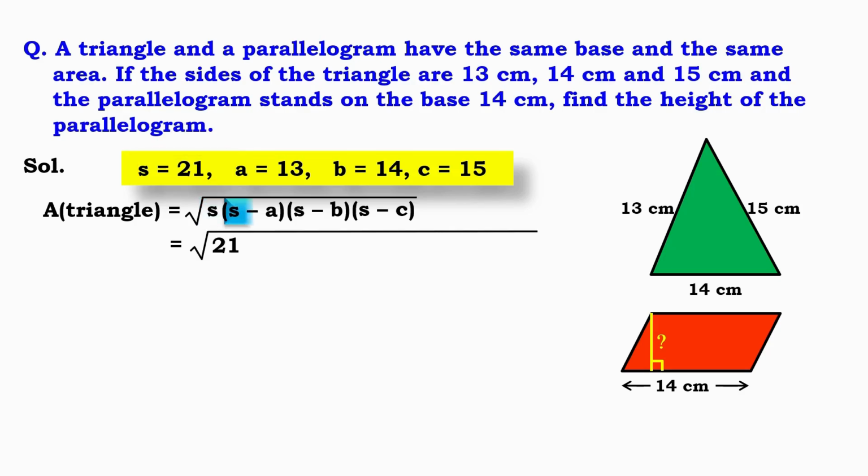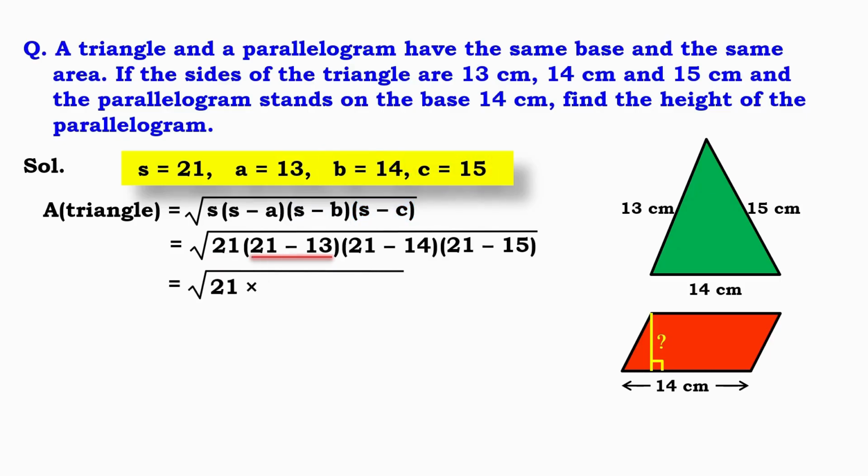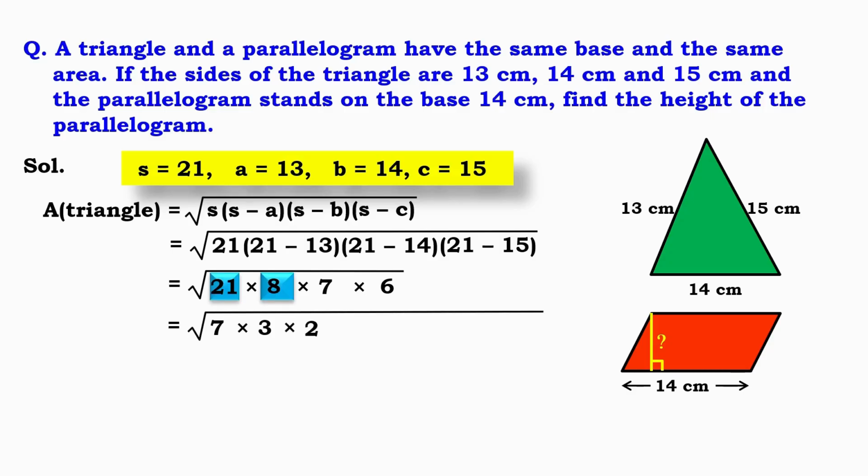So that is 21 into 21 minus 13 into 21 minus 14 into 21 minus 15. So 21 into 8 into 7 into 6. So 21 means 7 into 3. 8 means 2 into 2 into 2. And finally 6 is 2 into 3. Now let's make the pair.